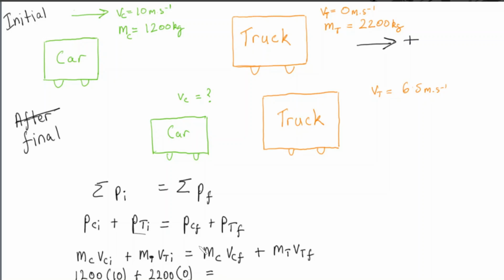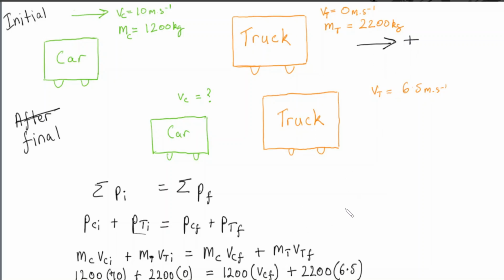The mass of the car at the end is still going to be the same in the final condition, so 1,200. The velocity of the car is what we need to find out, so VCF, our final velocity for the car. The mass of the truck is going to remain the same. There's no loss in mass here, so 2,200 kilograms. And we know the velocity of the truck is going to be 6.5 meters per second towards the right.